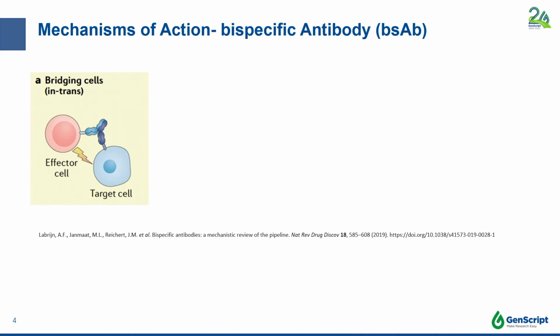Let's go through a few of the mechanisms of action, because as bispecifics, they can have more complex mechanisms of action compared to monoclonal antibodies. One way is the bridging mechanism. The CD3 on the T cell can be bound to one arm of the bispecific, and the other arm binds the tumor-associated antigen, so the effector cell can then kill the target cell. This is generally the most common mechanism of action for bispecifics.